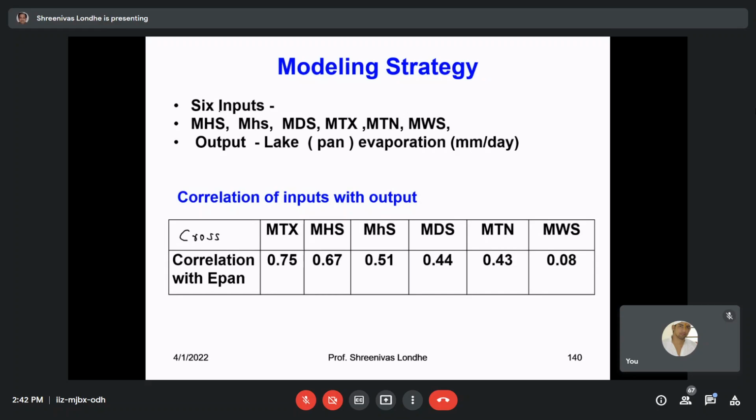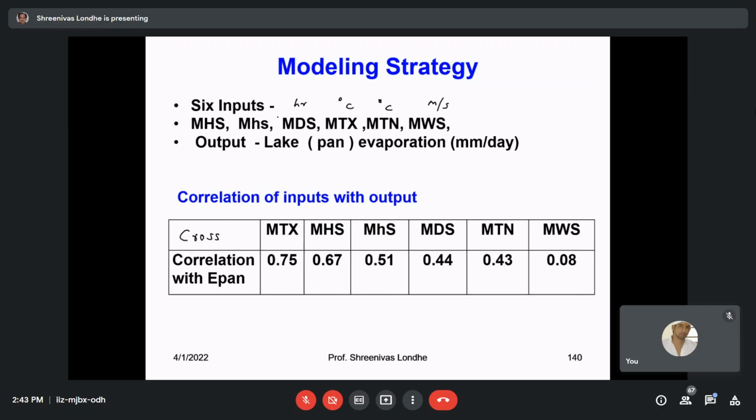So there were 6 possible inputs: highest humidity, lowest humidity, daily sunshine duration, maximum temperature, minimum temperature, and wind velocity. See the beauty of this technique. Wind velocity is expressed in meters per second. Temperature, degree centigrade. Daily sunshine duration in hours, and humidity is expressed in some different unit. I don't remember.